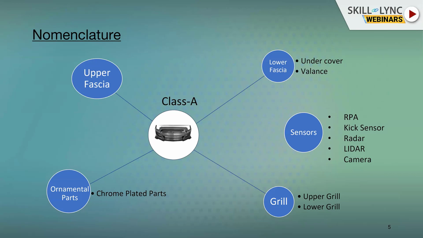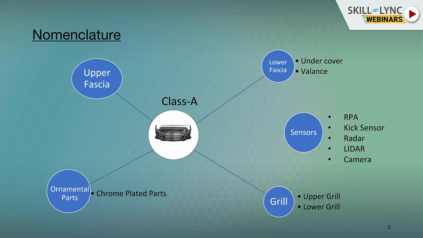In a bumper system, Class A components usually comprise upper fascia, lower fascia, grill, which is upper grill and lower grill, and chrome plated parts. Chrome plated parts are the ornamental parts, which have a sole purpose to provide an aesthetic look. They help in defining the features of the car.